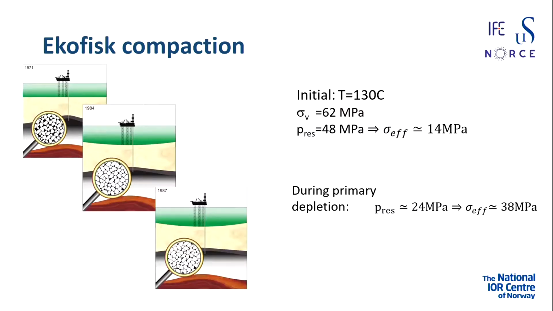And so they started the production with a vertical stress of 62 megapascal, and if you just do the calculation, you sum up the weight of the sand and the water and everything above, you get about 62 megapascal. You can also do the hydrostatic gradient, and you find something similar to 48 megapascal pore pressure, and then you end up with a 14 megapascal effective stress. And then when you take down the pore pressure, you get a huge increase in the effective stress, and it starts to compact.